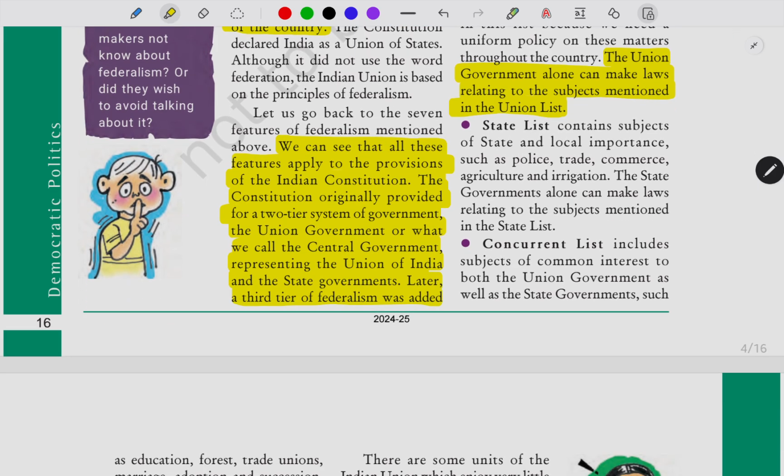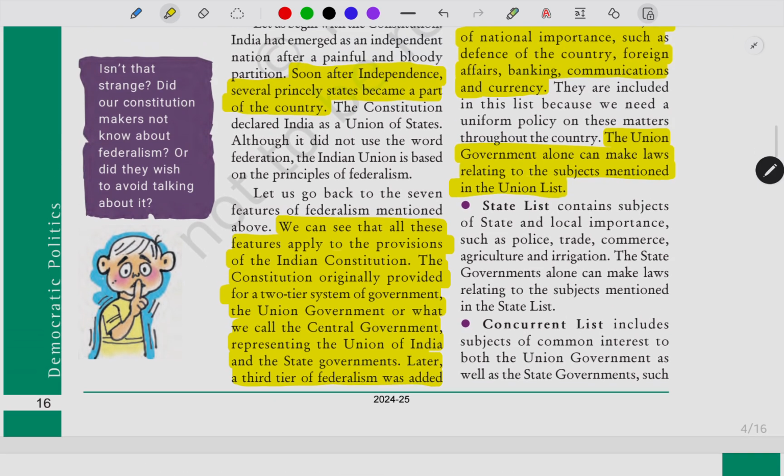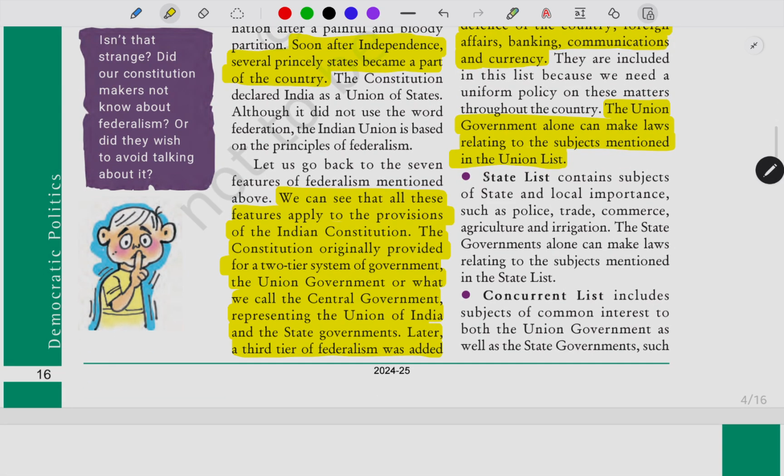Okay. Then there's a state list. State list contains subjects of state and local importance such as police, trade, commerce, agriculture, and irrigation. Okay, these are of the states. The state government alone can make laws relating to the subjects mentioned in the state list.